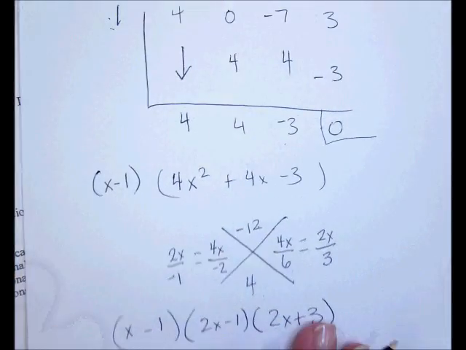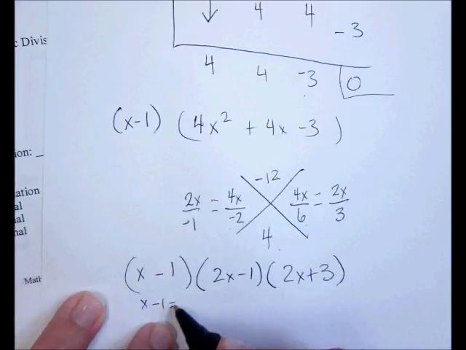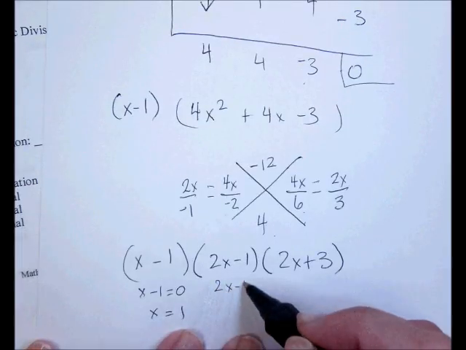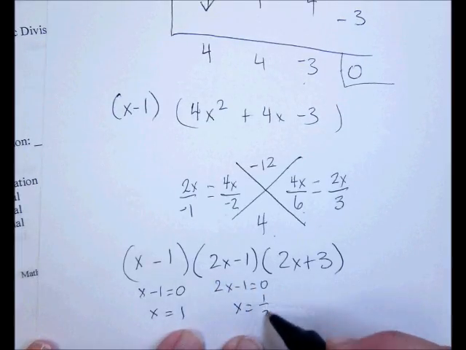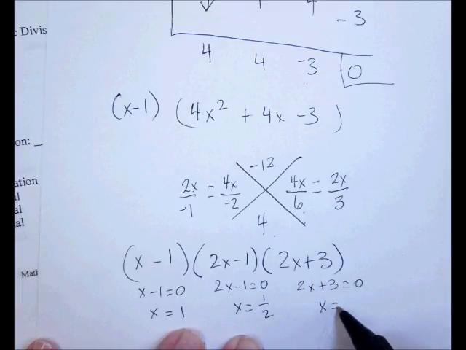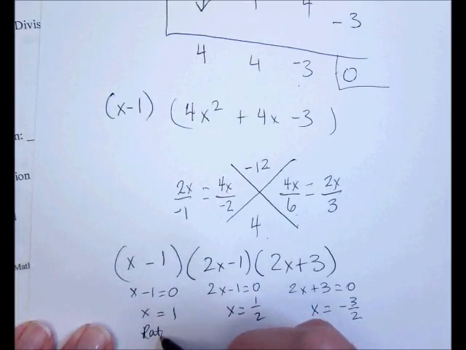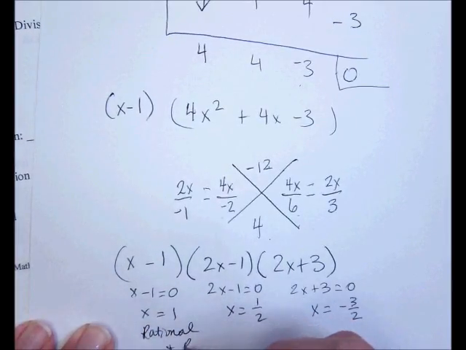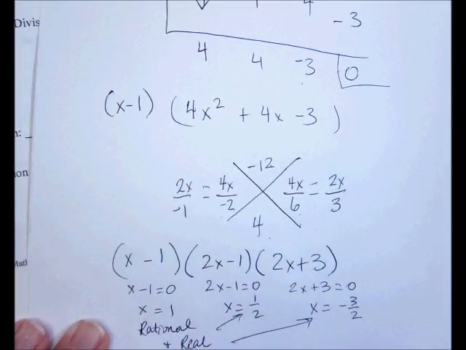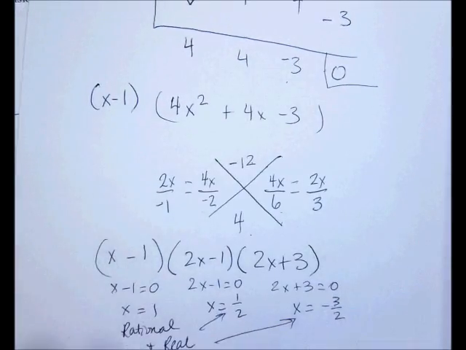And then it asks you to find the roots and then classify them. So here, x minus 1 is equal to 0, x is going to equal 1. Here, 2x minus 1 is equal to 0, so x is equal to 1/2. And then 2x plus 3 is equal to 0, so x is equal to -3/2. And this is rational and real. 1/2 is rational and real. -3/2 is rational and real. And this is how I would completely factor this polynomial.